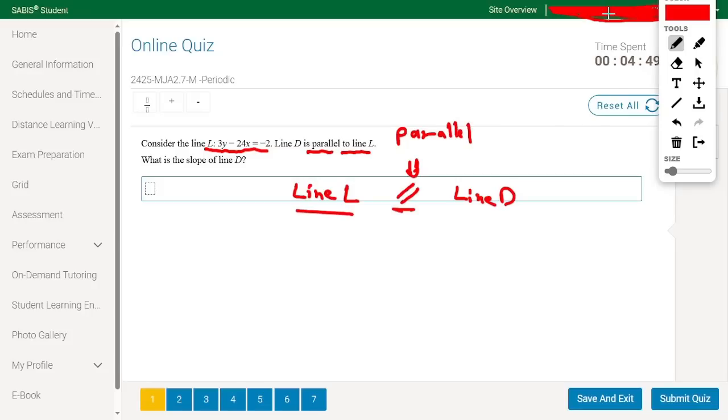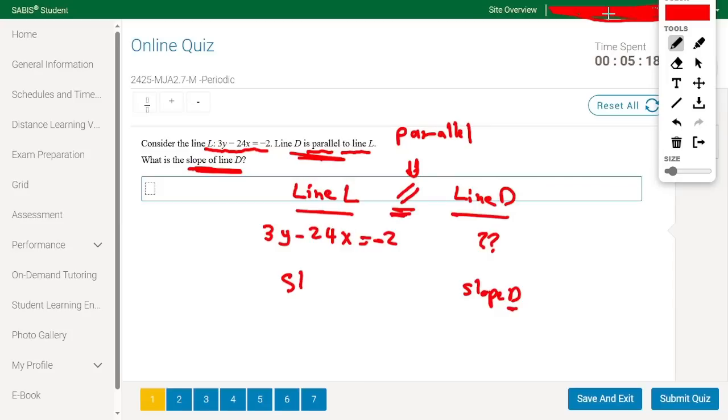So now here we have the line equation, which is 3y minus 24x equal to minus 2. Now the equation of line D, we don't have it. Here we want to know the slope of line D, right? Because the two lines are parallel, the slope of line L will equal the slope of line D. So if we get the slope of line L, we'll get the slope of line D.